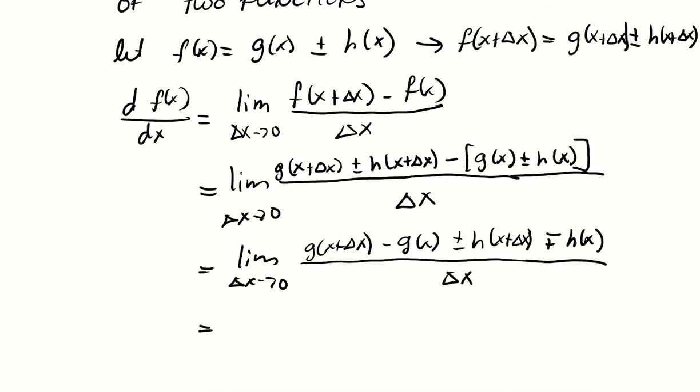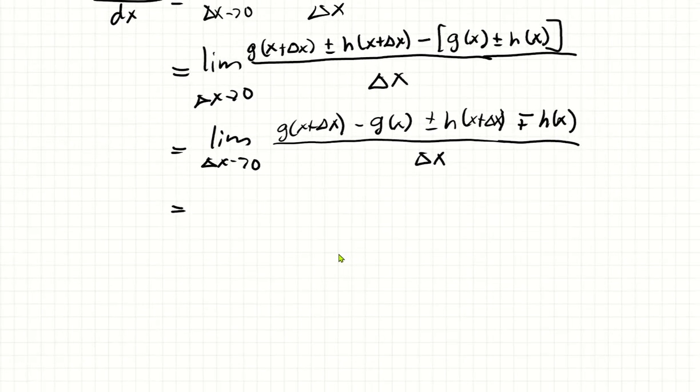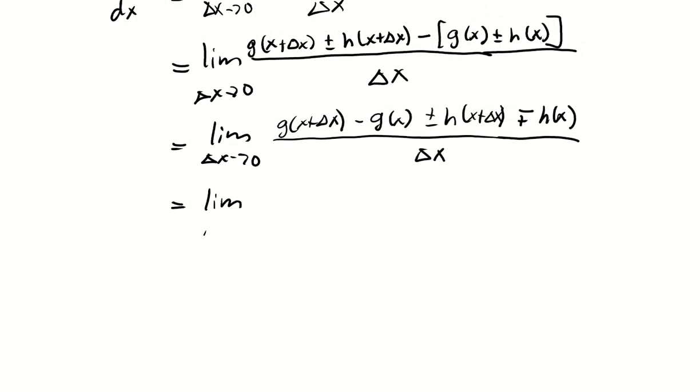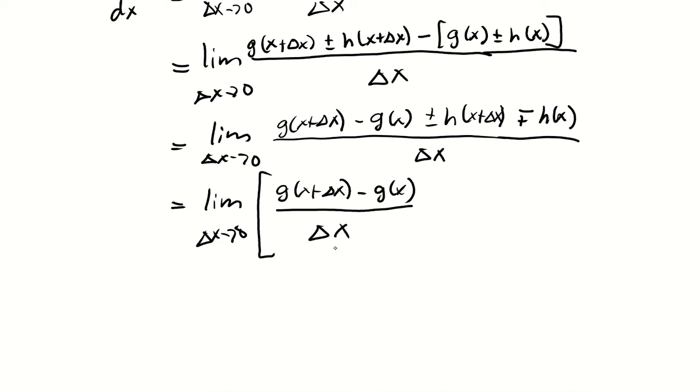Then I group this into two parts. So this will be the limit as delta x approaches 0. I divide it into two parts, g of x plus delta x minus g of x all over delta x. Then I'll take plus or minus here. Then we have h of x plus delta x. Because this is minus plus, not plus minus, I need to multiply it with a negative. So this will be negative h of x, so that if I multiply it with plus minus, it will become minus plus over delta x.